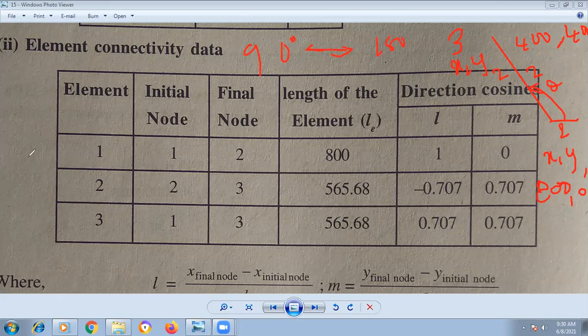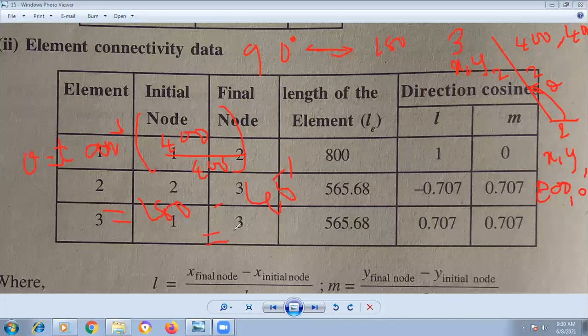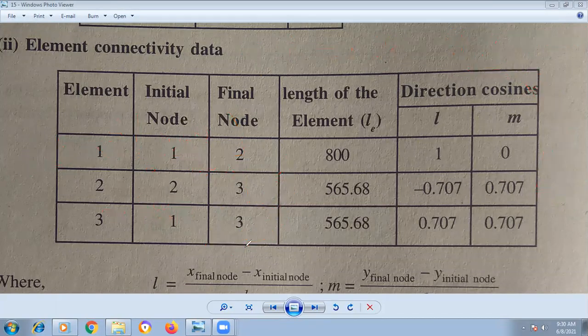How to find it? Theta equal to tan inverse, you can find by that way also. Theta is 180 minus tan inverse of opposite. What is this opposite? Height. Height is given by 400 divided by hypotenuse, that is also 400. So 180 minus 45. Tan inverse of 1 is 45. So this is nothing but 135. Theta value is 135 degree. So you can also find out by that method.